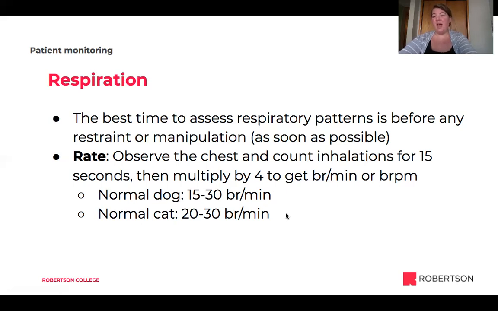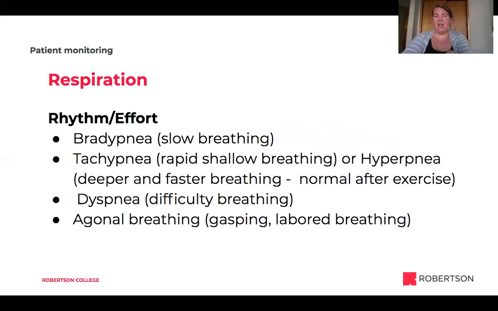For a normal cat, usually between 20 and 30. If cats are panting or open mouth breathing, we're definitely concerned about that. That would not be normal. Dogs panting, however, depending on the situation, might just be normal. So we would record panting. I'm not going to try to count how many pants they do in 1 minute. We also want to check their rhythm of breathing and the effort.